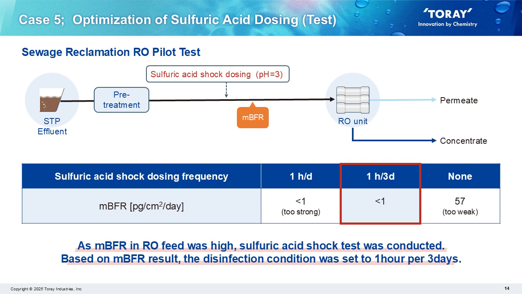Case 5. Optimization of sulfuric acid dosing. STP effluent is expected to have high biofouling potential for RO treatment. Sterilizing with pH shock by adding sulfuric acid was considered, but the appropriate conditions were unknown. Investigations into the relationship between sterilization conditions and mBFR revealed that without pH shock, the mBFR values were high, but sterilizing once every 3 days was sufficient.